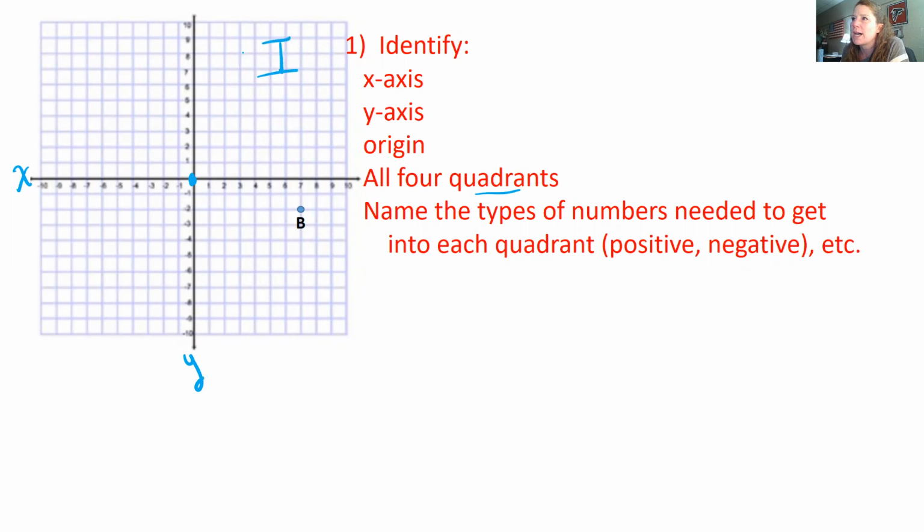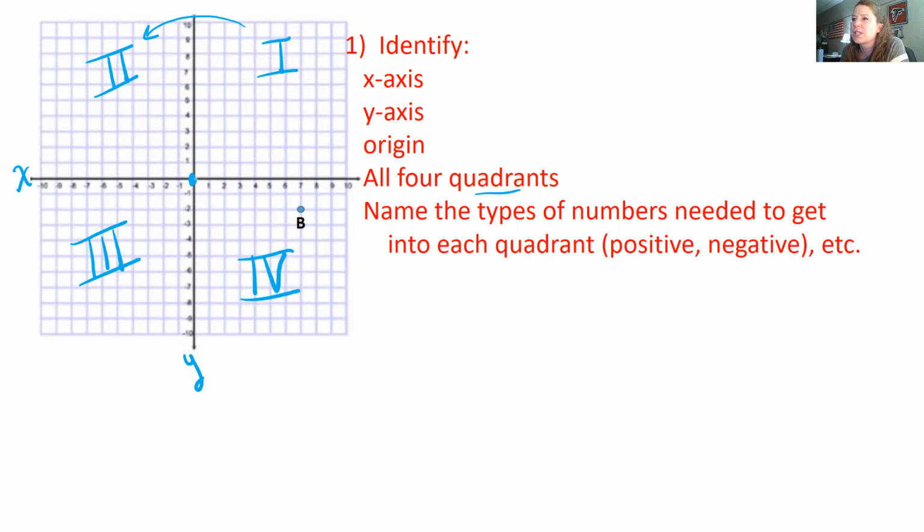Our 4 quadrants, we start up here in the top right quadrant. This is quadrant 1, and then our quadrants go in a counterclockwise direction. So this is quadrant 2. This one down here is quadrant 3. And this one down here is quadrant 4.